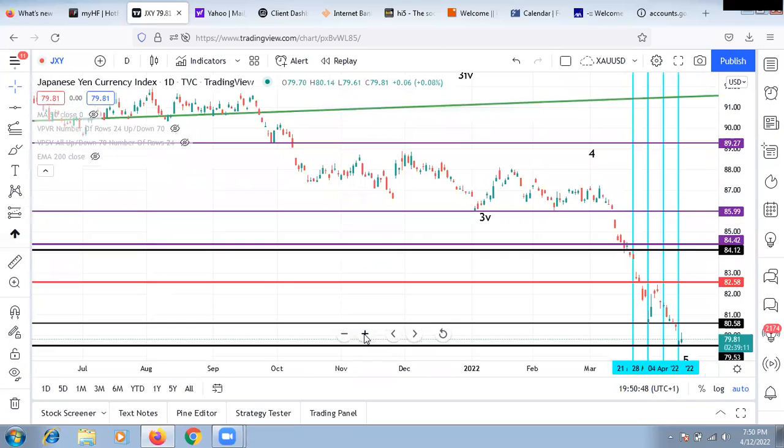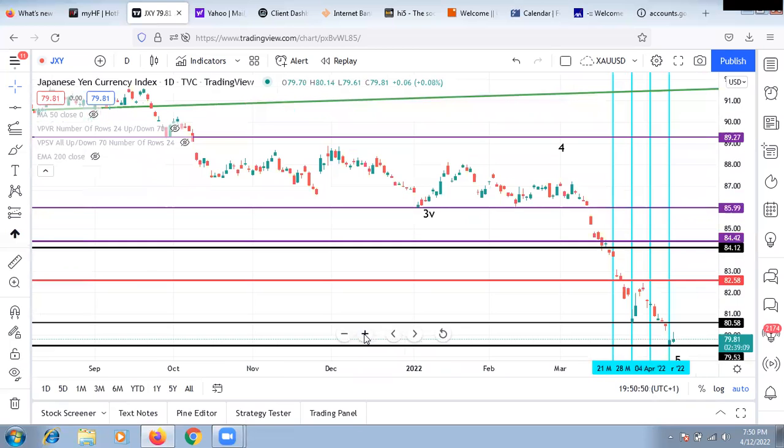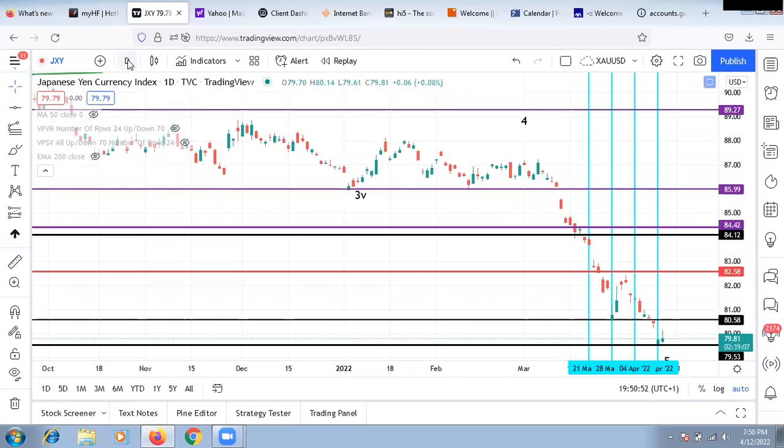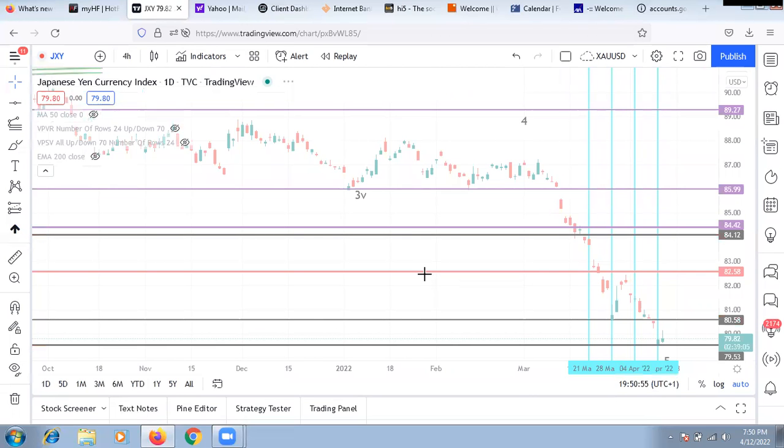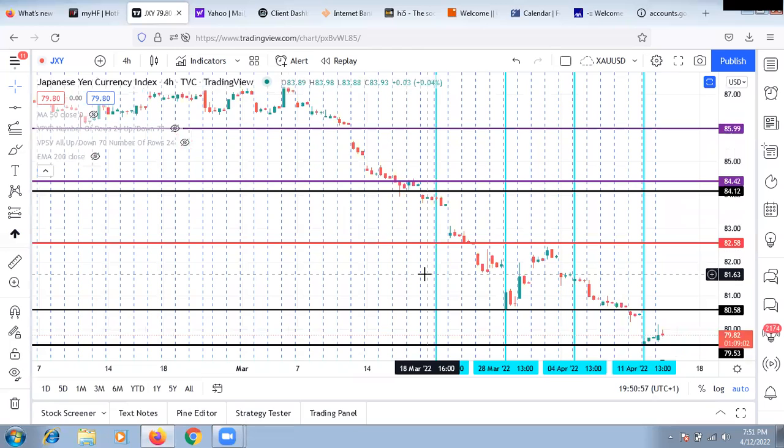So this structure is completed, and if we switch to 4 hourly, for me, the structure is completed. We just need to still see the reaction here. But I won't be surprised if this is breached, and it just breaks it and sends a flash down, and the price will now reverse. That is what I'm expecting.